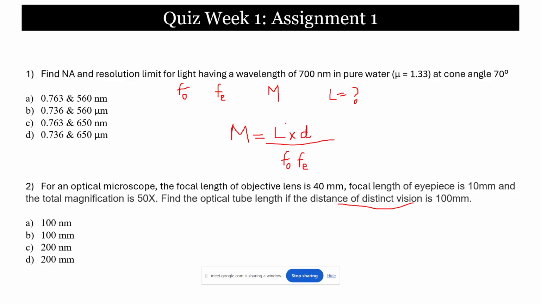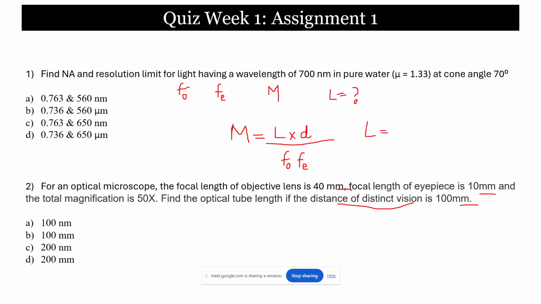So using this formula, we have given the magnification as 50x, the focal length of the objective lens as 40 mm, the focal length of the eyepiece as 10 mm, and the distance of distinct vision D as 100 millimeter. The units are all the same, millimeters, so we don't need to convert any units. We can directly put these values in this formula and calculate the value of L.